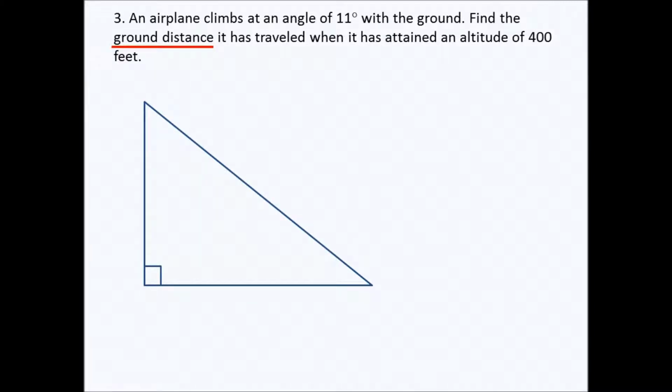One of the first things that we're told is that there's a ground distance. So the bottom part of the triangle is going to represent the ground distance. So the base of the triangle represents the ground distance. We're told that the plane has reached an altitude. So the left part of the triangle, which is vertical, is going to represent the altitude.